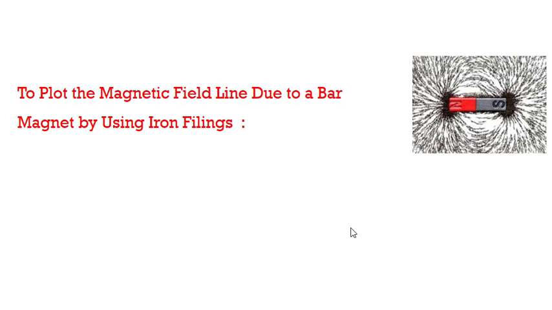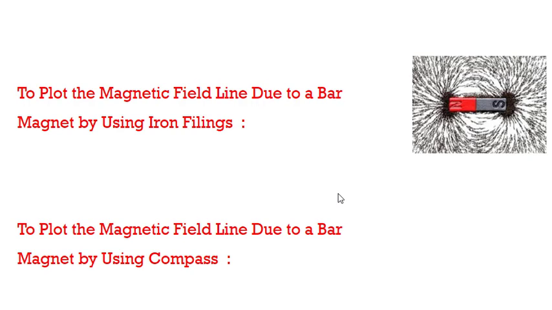So after some time you find that most of the iron filings are near the north and south pole, and other iron filings have arranged themselves in the pattern as shown in the diagram. Based on this pattern only, we have drawn the magnetic field lines which you have seen in the previous slide. This is one way of drawing magnetic field lines. The other way of plotting the magnetic field lines is by using a compass.